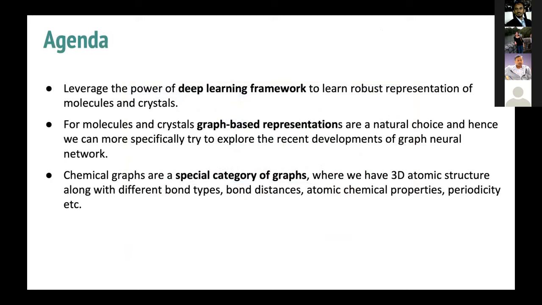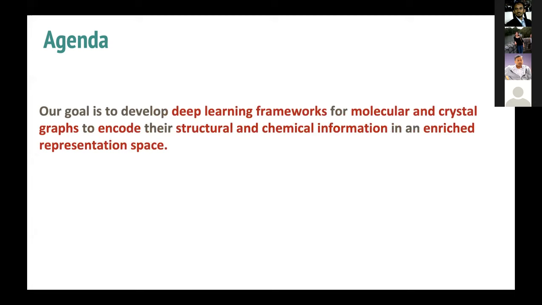With this in mind, let me put forward the agenda for today. The agenda is to leverage the power of deep learning frameworks to learn robust representations of molecules and crystals. For molecules and crystals, graph-based representations are a natural choice. Hence, we explore the recent developments of graph neural networks. We have to remember that chemical graphs are a special category of graphs, where we have 3D atomic structures along with different bond types, bond distances, atomic chemical properties, etc. More specifically, our goal is to develop a deep learning framework for molecular and crystal graphs to encode their structural and chemical information in an enriched representation space.